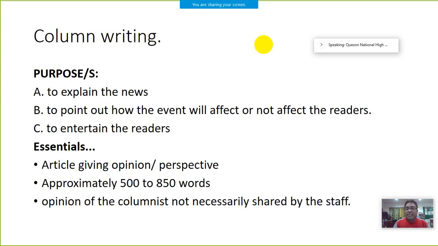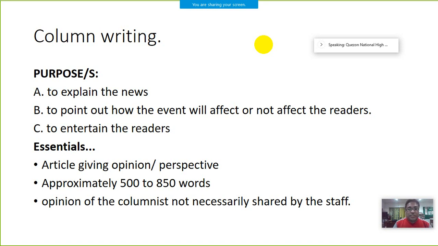So column writing, somehow there are a lot of editorial columns, obviously, because that's part of the editorial page. But column writing is not limited to the editorial page only. Now, what is column writing? What are the purpose or purposes of column writing?